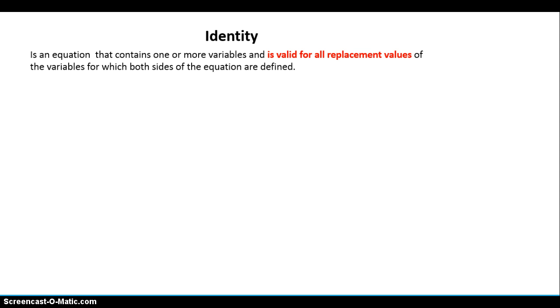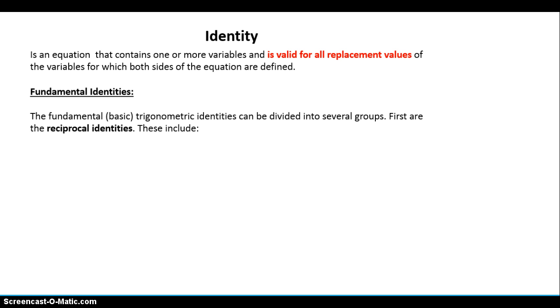Today we'll see the fundamental trigonometric identities. First, what is an identity? An identity is an equation that contains one or more variables and is valid for all replacement values, that means for all different angles, for which both sides of the equation are defined.